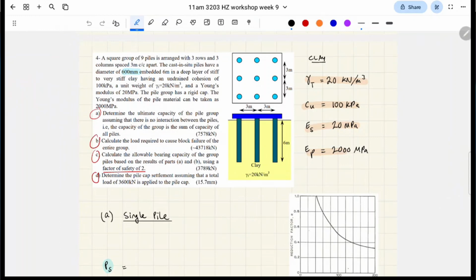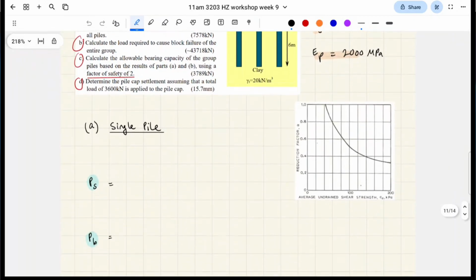So this is kind of like an exam style question in that there's multiple parts, but they all logically flow on from each other, right? So let's do it.